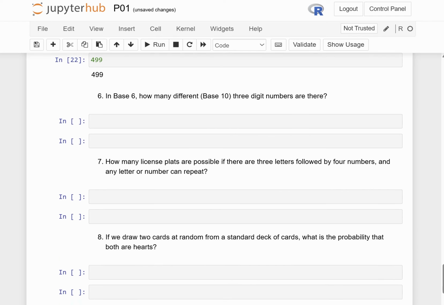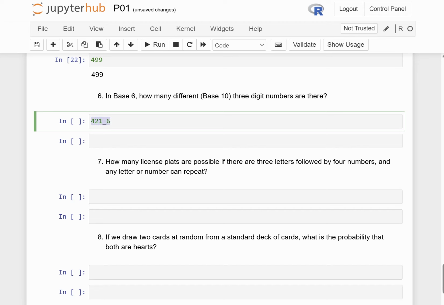In base 6, how many different base 10 three-digit numbers are there? Base 6 numbers look like this, and we often put a little superscript 6 there to let you know that it's in base 6. In base 10, we use the digits 0 through 9, so in base 6, we use the digits 0 through 5.